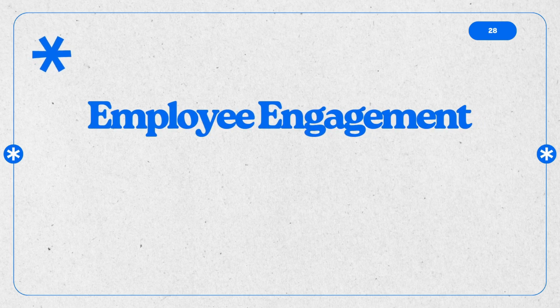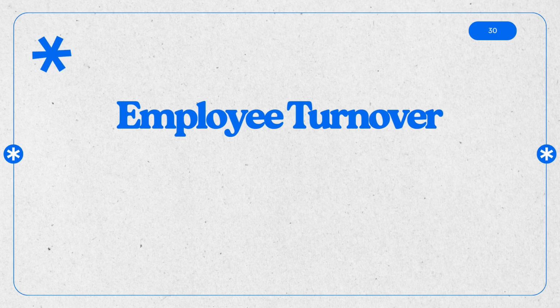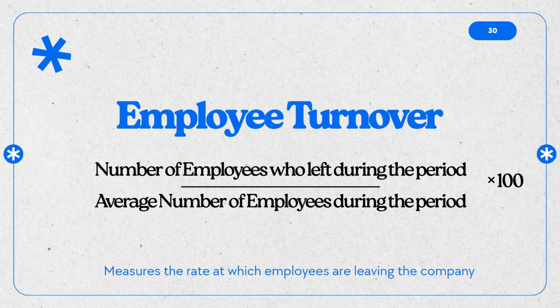Employee engagement is the employee engagement score based on the average response of an employee survey. It measures the level of employee satisfaction and commitment to the company. Employee turnover is the number of employees who left during the period divided by the average number of employees during the period, multiplied by 100. It measures the rate at which employees are leaving the company.